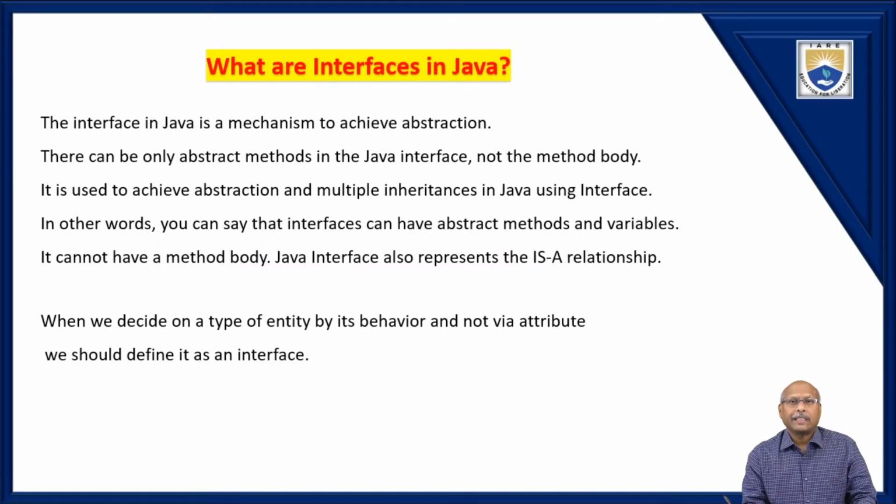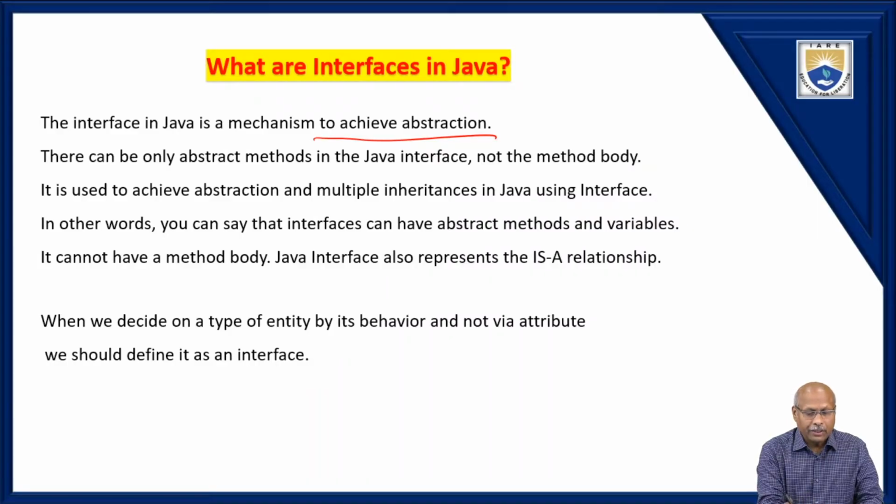What are interfaces in Java? The interface in Java is a mechanism to achieve abstraction. And remember, to solve any problem, first we will start with abstraction, because abstraction will help you to initiate the process. So what to do must be clear. That clear-cut mechanism is given by the interface.